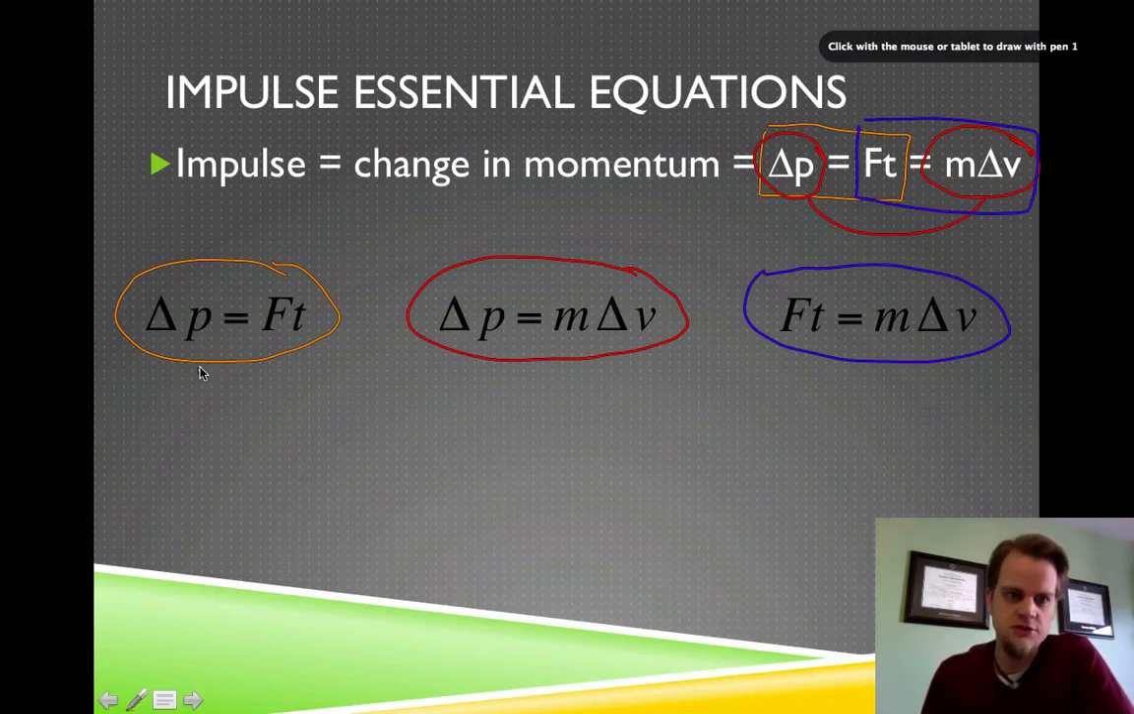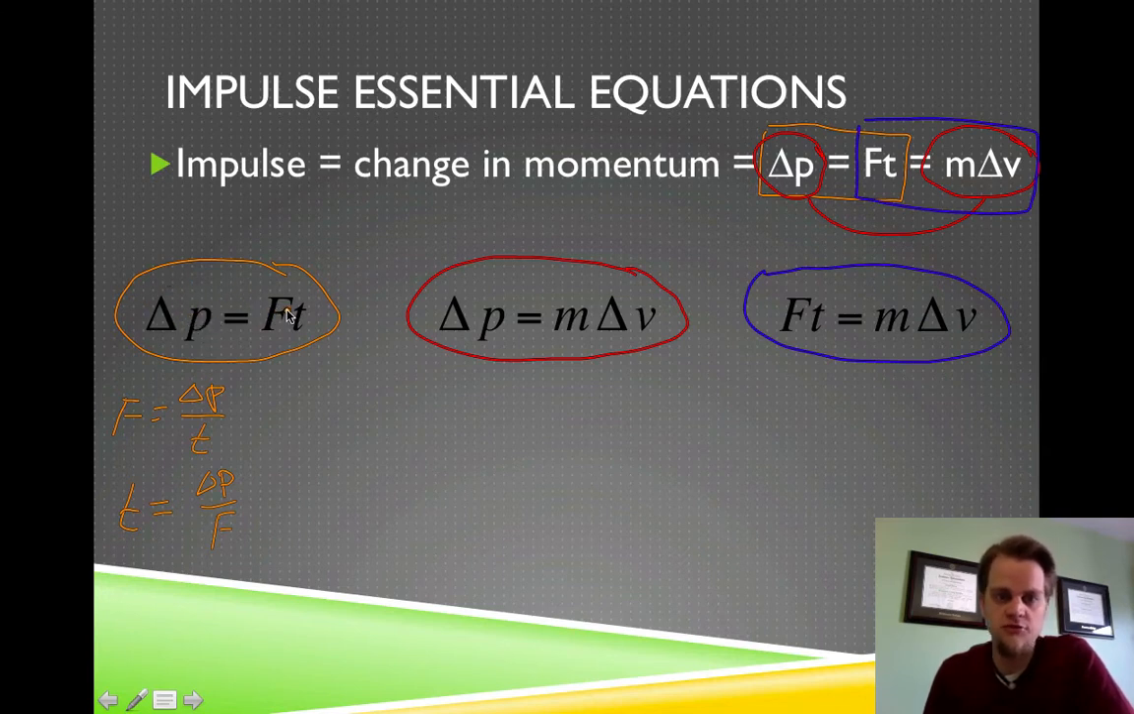And of course, when you do this, you've got different flavors as well. In this case, if you divide both sides by t, you get that F equals delta p over time. Or maybe you want to divide both sides by F, and you get that time equals delta p over F. So if you know any two of these, if you know the change in momentum and the force, you can figure out the time. If you know the delta p, the change in momentum, and the time, you can figure out what the force was.